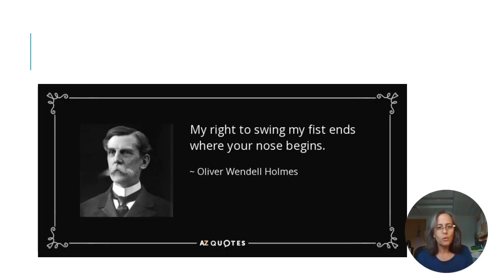So Oliver Wendell Holmes is a hero of mine for many reasons, but I love this quote of his, right? My right to swing my fist ends where your nose begins. So basically saying, I have the freedom to do as I please, as long as what I'm doing is not impairing your well-being or your freedoms, would be kind of an expansion of that.